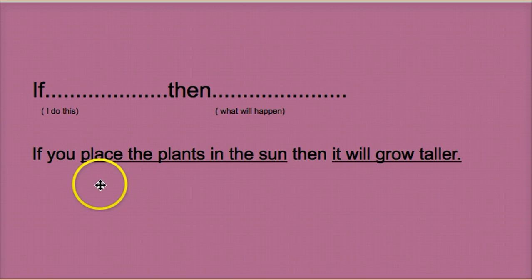If you notice, the first part of the sentence is a solution, and that is putting the plants in the sun. The latter part of the sentence or the statement is the effects. What will happen if you do put these plants in the sun? Then it will grow taller.